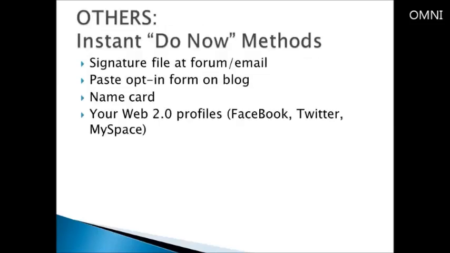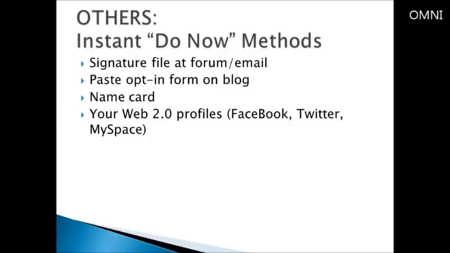Others. Instant, do now methods. Signature file at forum or email. Paste opt-in form on blog. Name card. Your Web 2.0 profiles like Facebook, Twitter, and MySpace. We have already run through quite a number of traffic generation methods with you by now, and hopefully you've benefited a lot from this. It is quite easy to perform, and you can pull off most of these methods right away. Stick to 1 or 2 methods first, and then you can start increasing from then on.